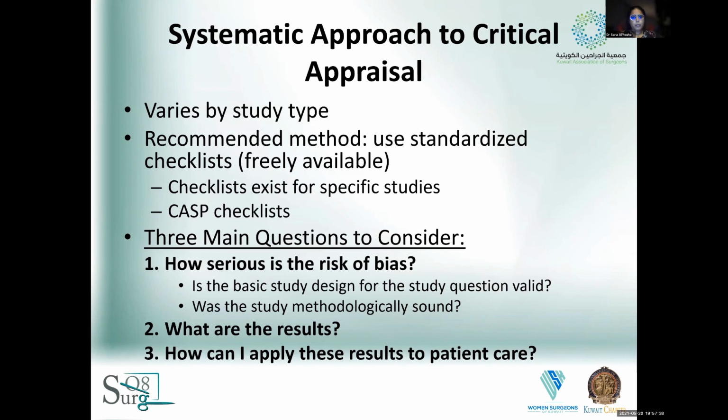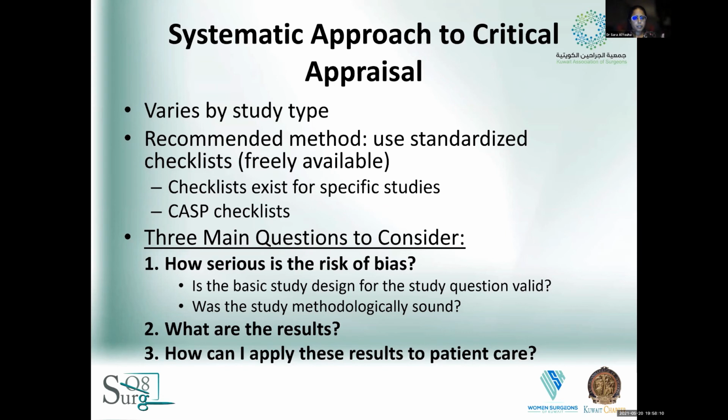So we went through the main elements of research design to consider, and now I'm going to talk to you about how you adopt a systematic approach to a critical appraisal. So when you are given a specific article, what's the next step, okay? And critical appraisal really varies by study type, okay? I really highly recommend that if you're not familiar with this, you start by using standardized checklists. And these standardized checklists, they're freely available. You can just Google them and you will have them at your disposal.